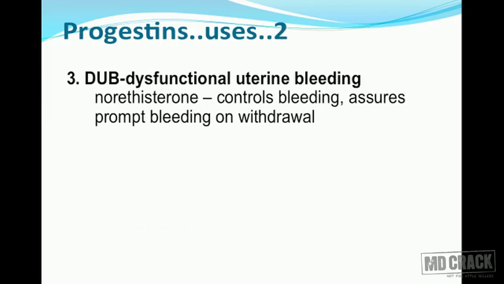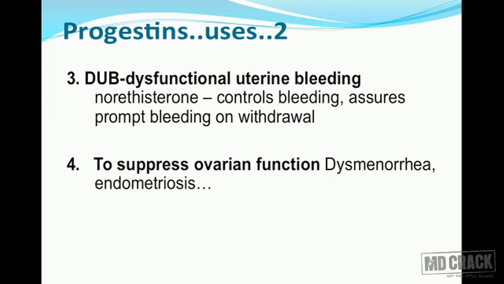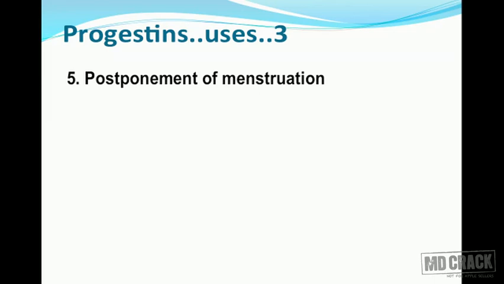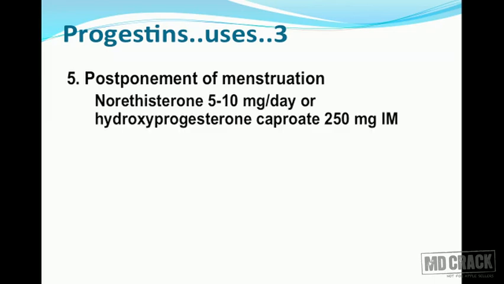Progestins are useful to manage dysfunctional uterine bleeding. Norethisterone can control the bleeding and can assure prompt bleeding on withdrawal. To suppress the ovarian function, progestins can be used in conditions like dysmenorrhea and endometriosis. The next use is postponing the menstruation.